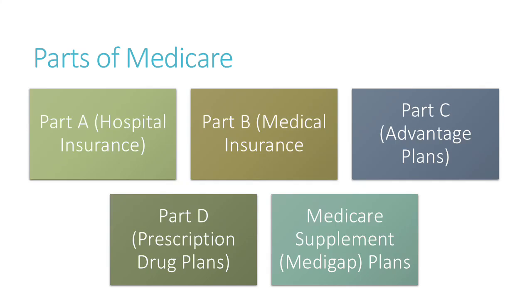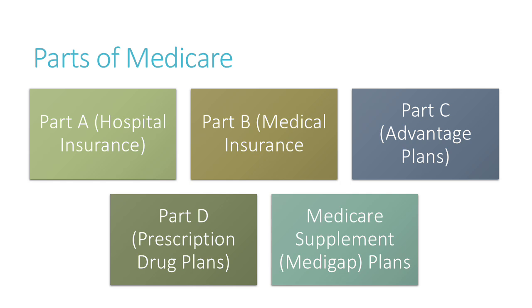First, let's start with a review of Medicare. Medicare has 4 basic parts. Part A, hospital insurance. Part B, medical insurance. Part C, Advantage plans, and Part D, standalone prescription drug plans. These are health insurance plans that cover your medical and prescription drug needs. Medicare Part A and Part B are administered by the government. Medicare Part C and Part D plans are offered by private insurance companies and subsidized by Medicare.